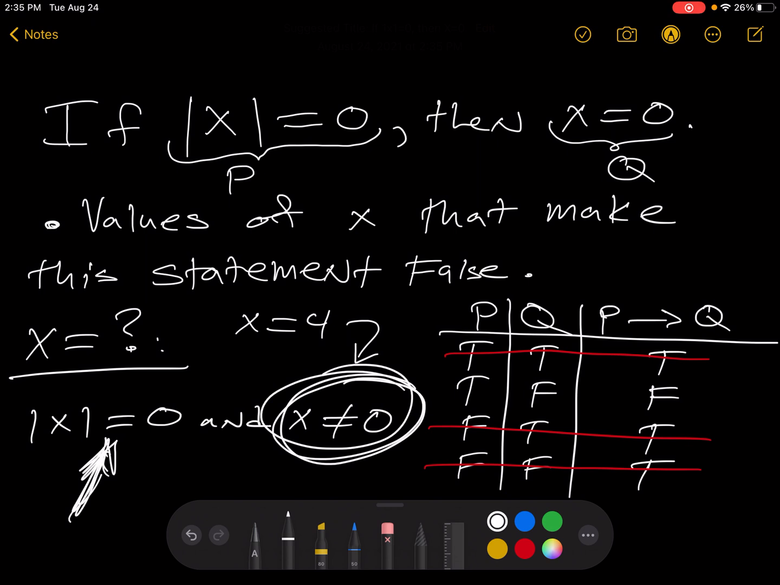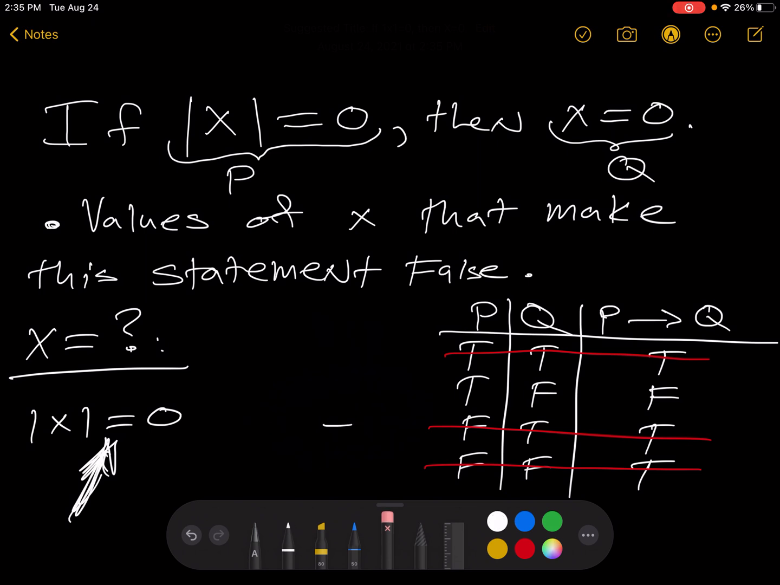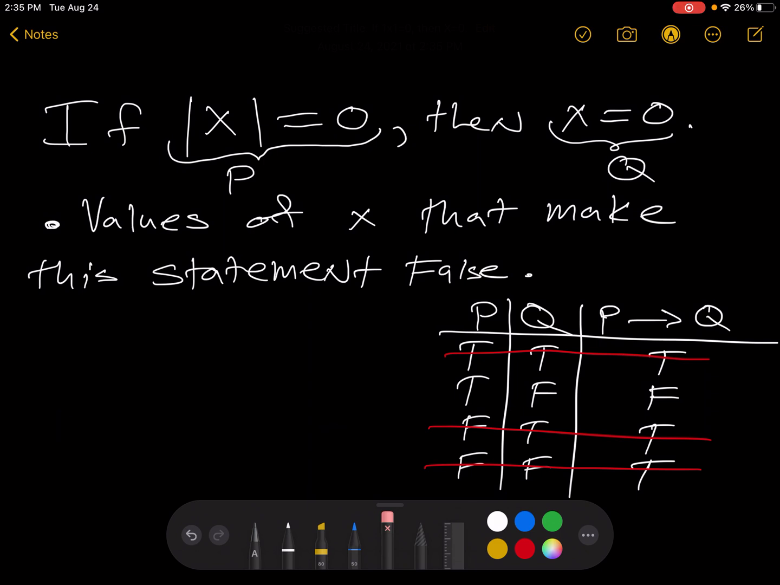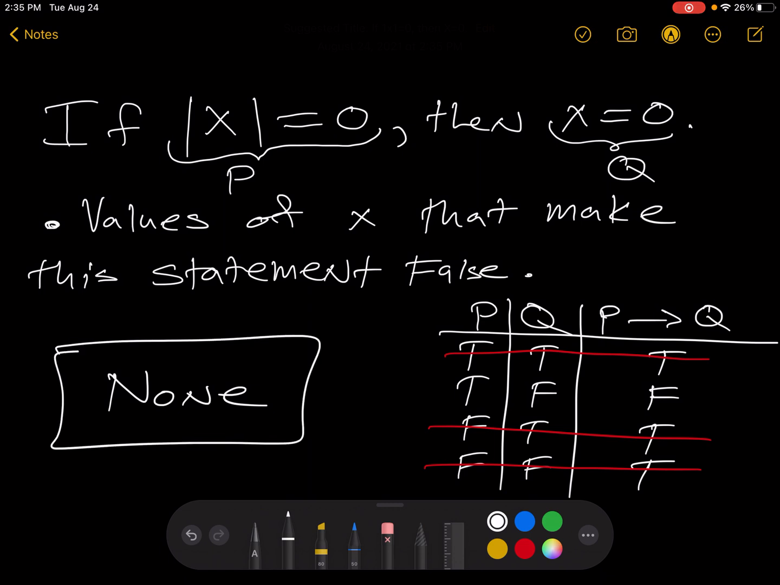And so the answer in this case would be none. That's what we'd enter into the box on WebWork. None.